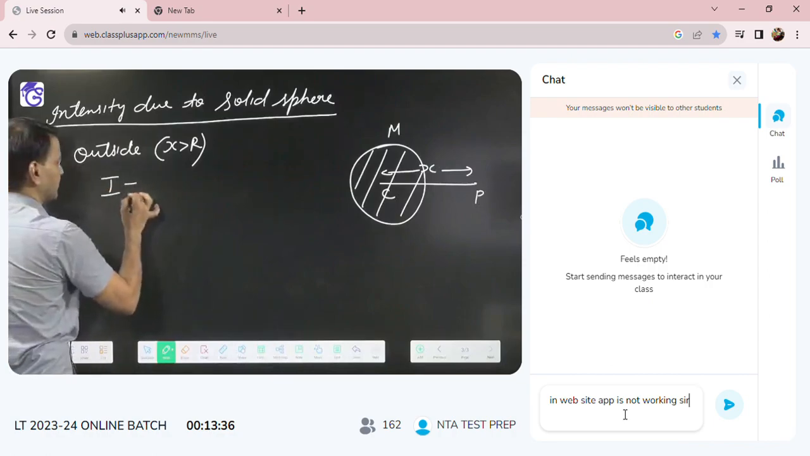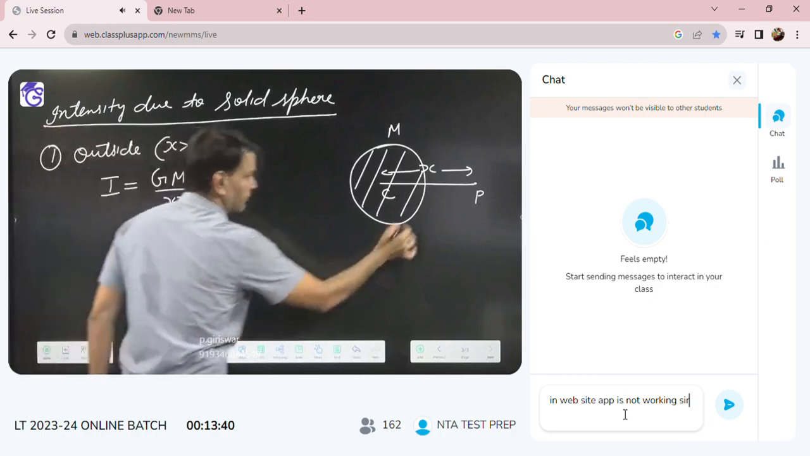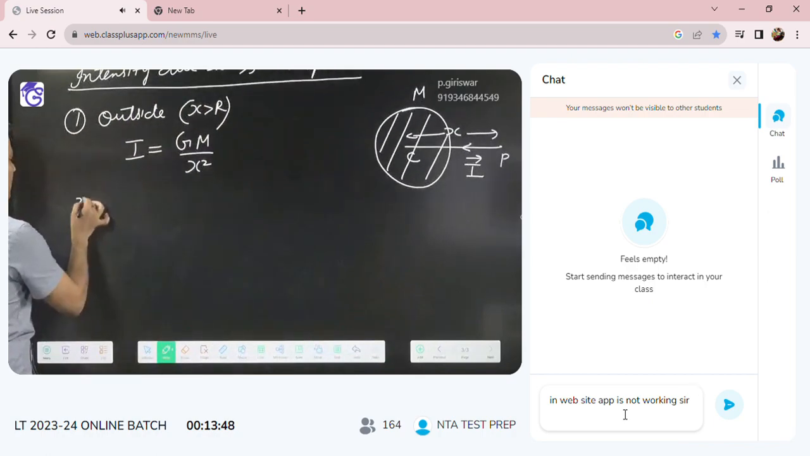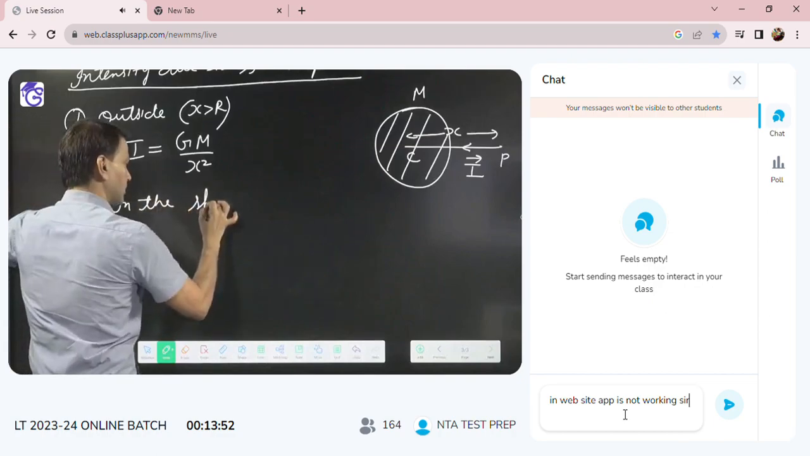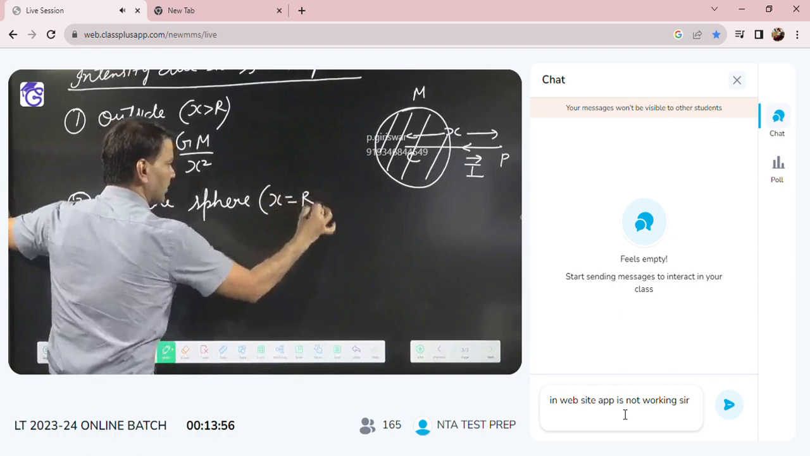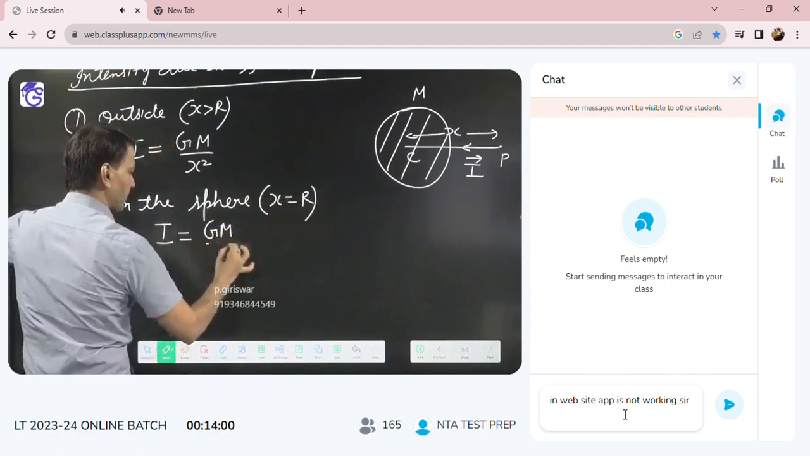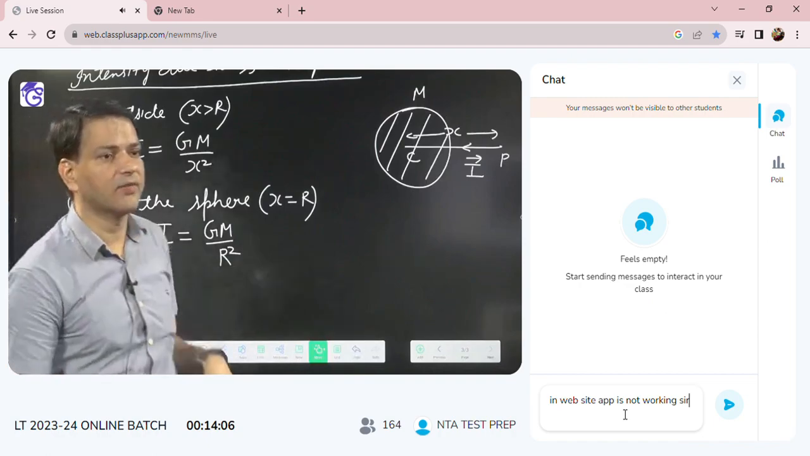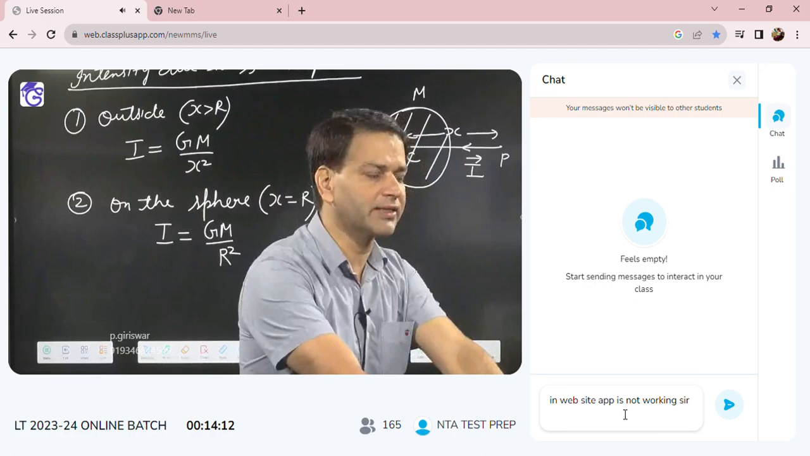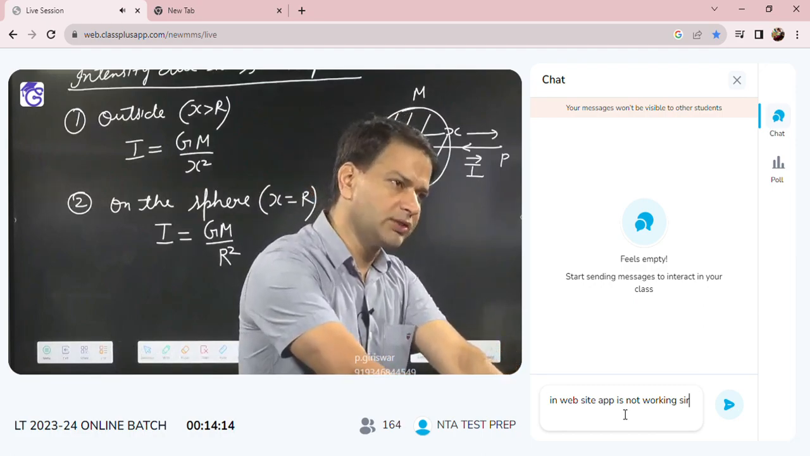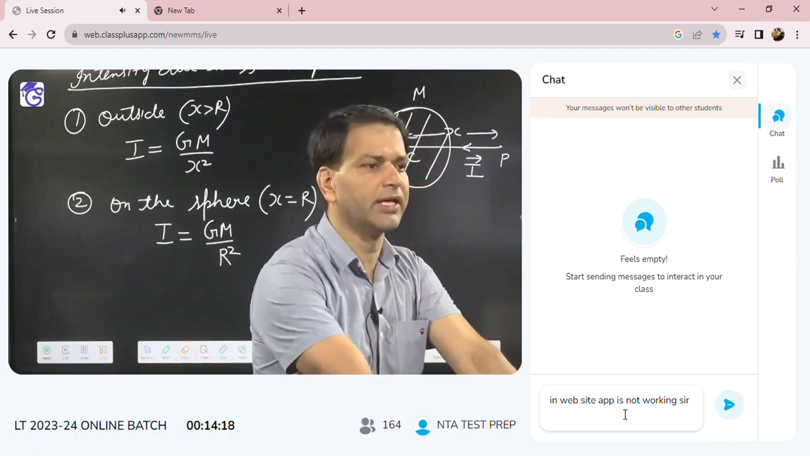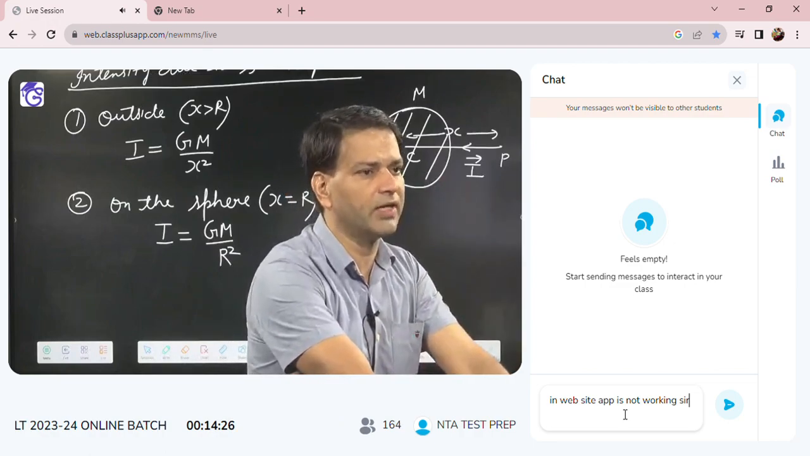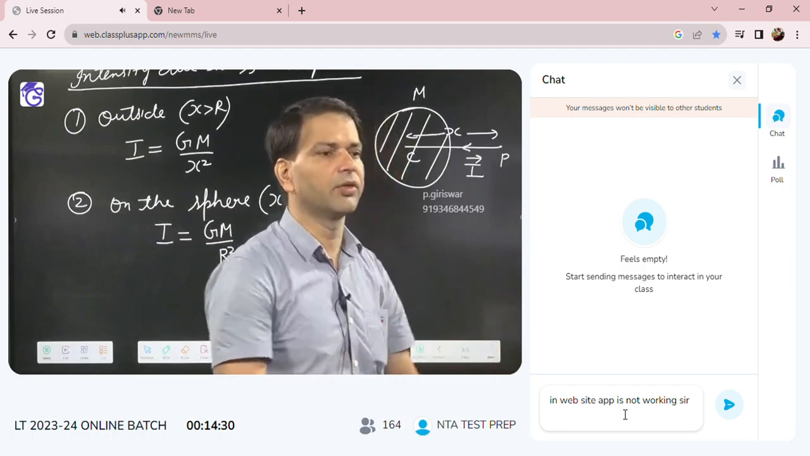Then I is equal to what? GM by x square, and the direction will be towards the center. On the sphere, that is x is equal to R, what intensity will you get? GM by R square. Okay. Second graph, the same graph, but if both options are there, then we have to go to the second option, because the direction of the intensity is in the negative x. Why? It will always be towards the center. I have taken the center as the origin, so the direction of the intensity will be towards the origin, meaning negative direction. So we will take the intensity as negative. Okay.